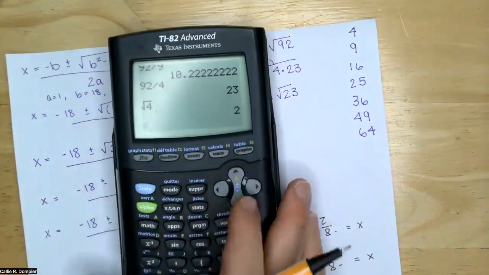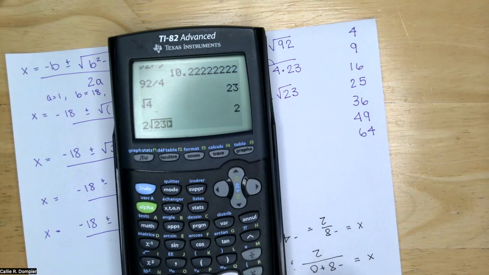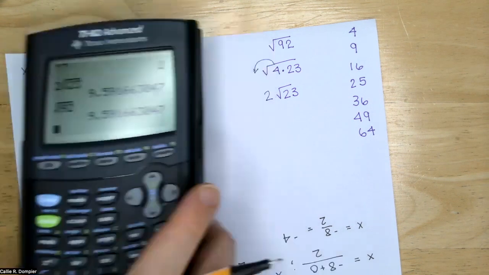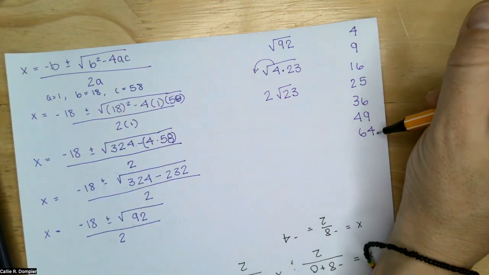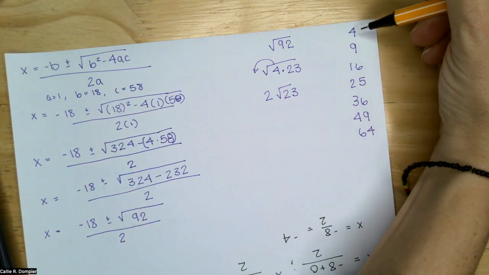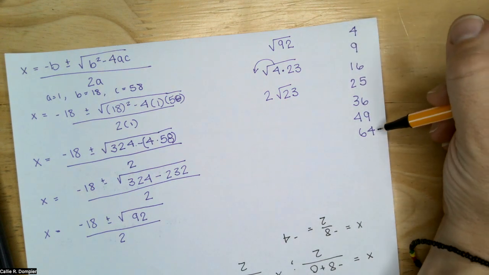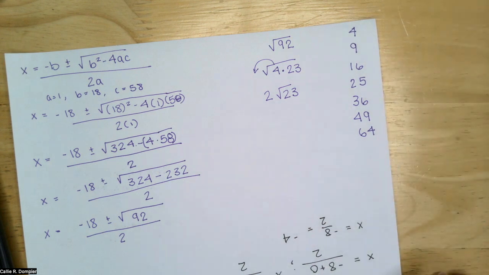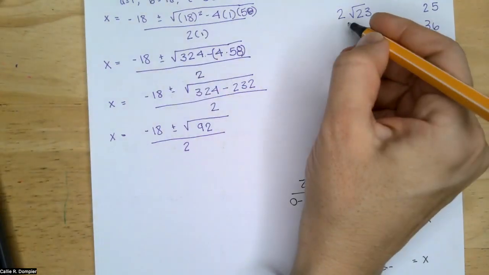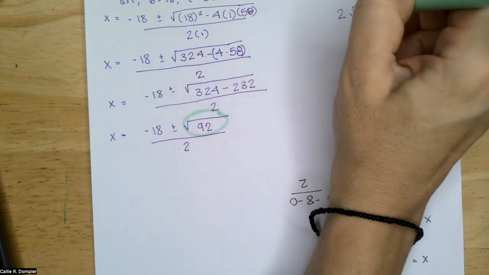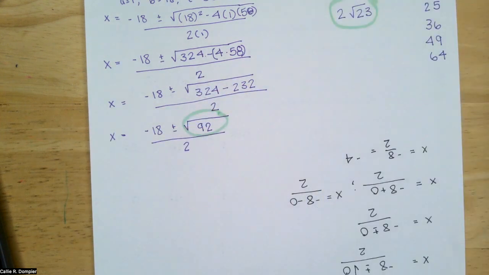You can check your answer by saying what is 2 times the square root of 23 and what is the square root of 92. Good. I know I started at the biggest number and the answer was the smallest number. You can start at the smallest number, but I like to start at the biggest number because you want the biggest perfect square you can pull out, right? Okay. So that now replaces the square root of 92. The square root of 92 now becomes 2 times the square root of 23.